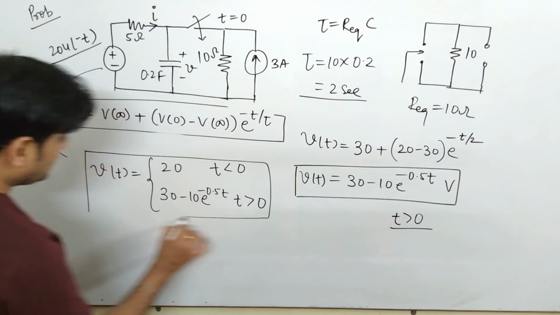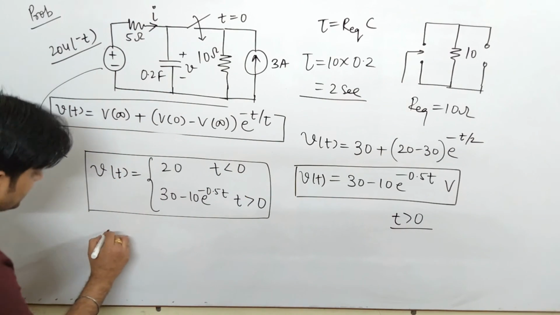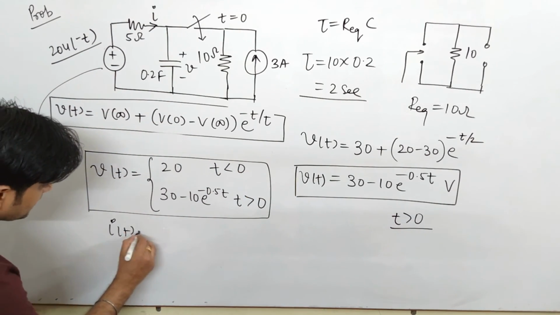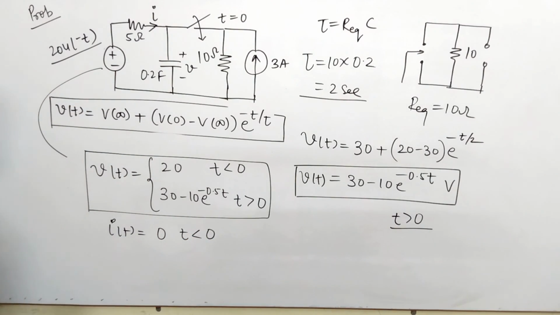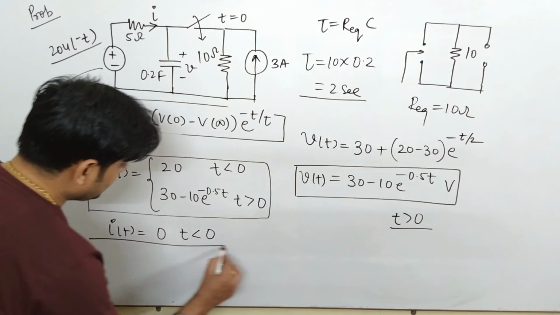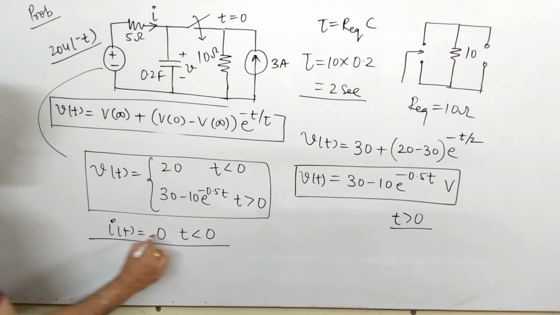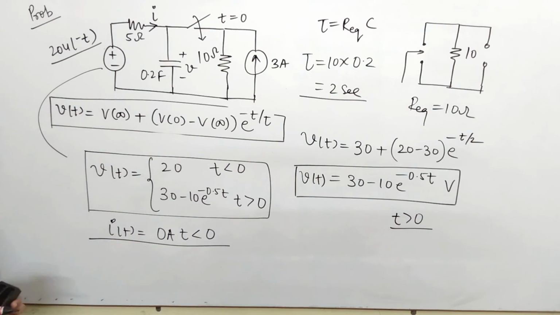And similarly, if you talk about It, the value of It is 0 for t less than 0, and for t greater than 0 you are not able to determine it. So this is the value of It, that is 0 ampere for t less than 0. So this is all about the solution for this question.